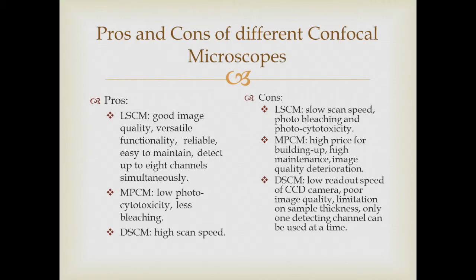Confocal microscopes also have some obvious flaws. The laser scanning microscope has a slow scan speed and has higher phototoxicity and higher photobleaching of the sample because it illuminates the entire length of the sample, and therefore it cannot be used to visualize living cells.